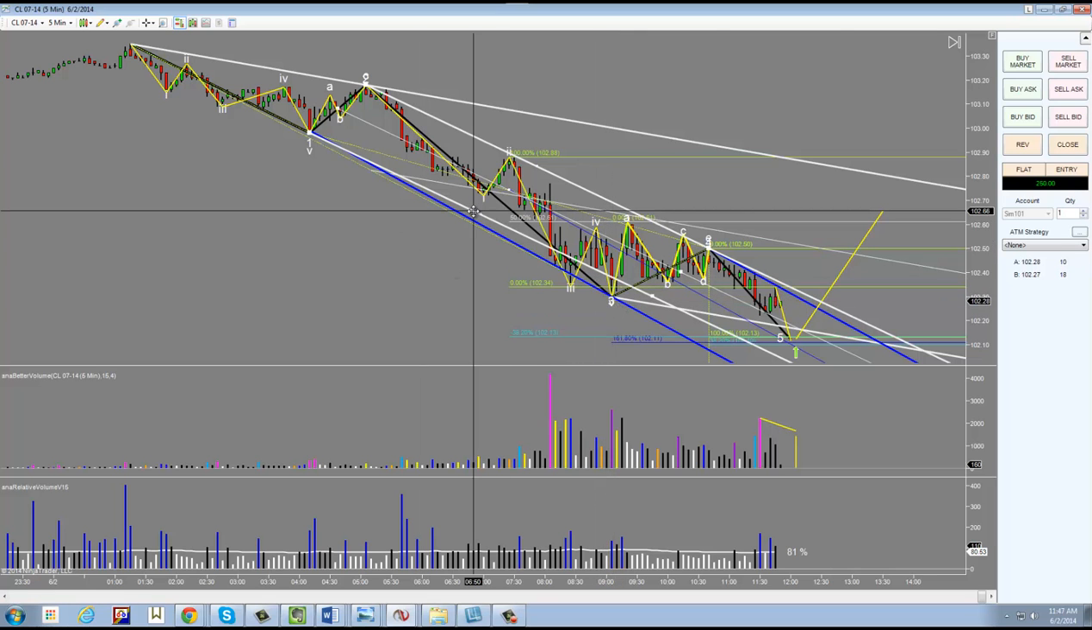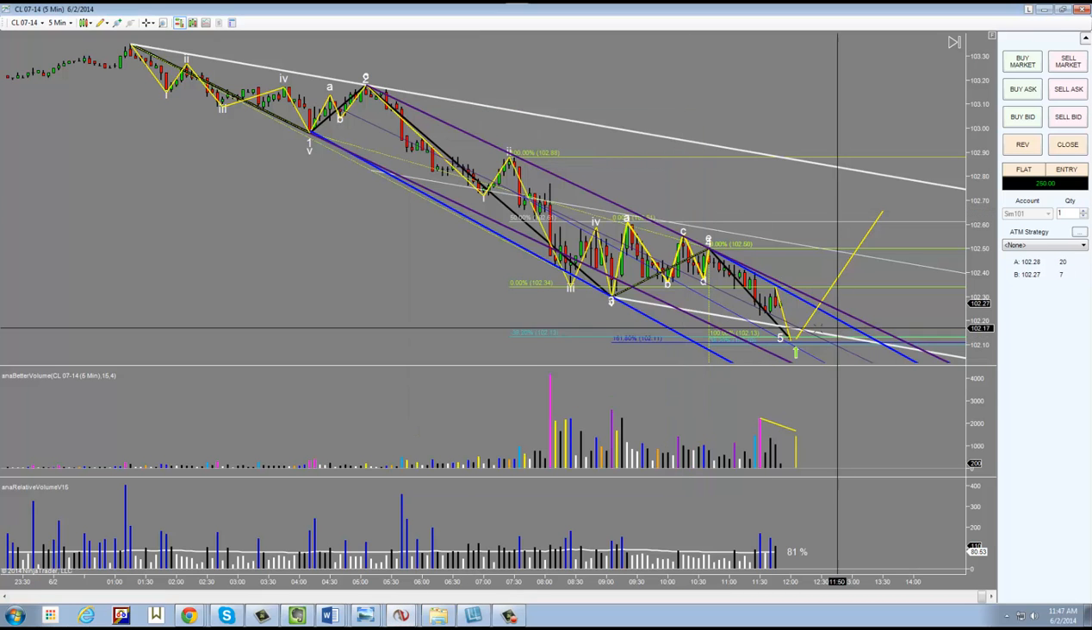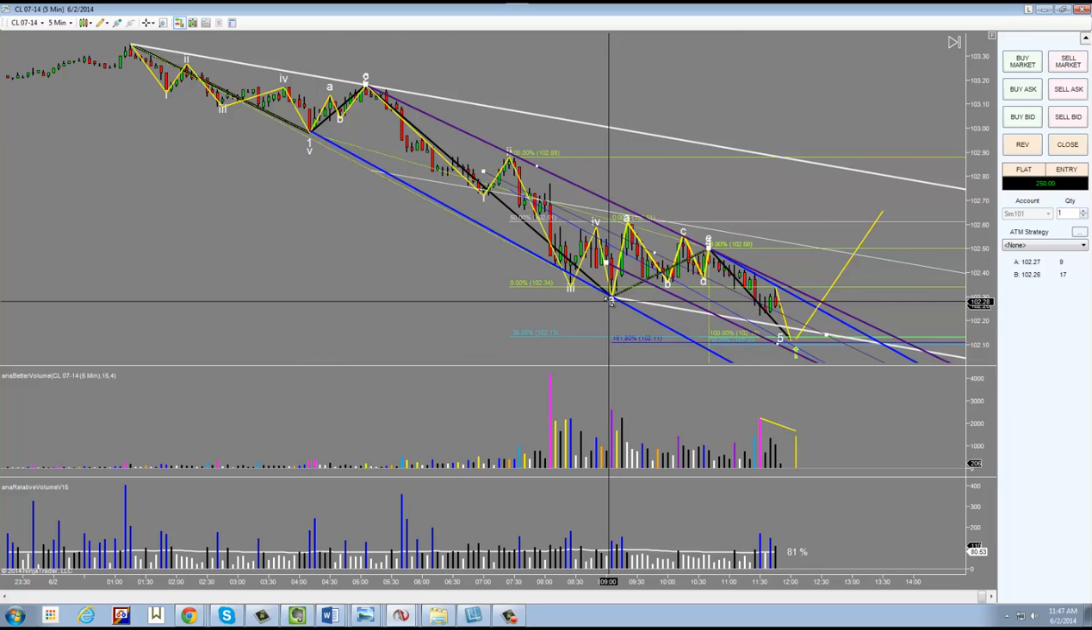So this, let me just make this a different color now. Let's say, okay, we're at the midpoint now. I think that's what we're shooting for. Let's connect it to the end of wave 3.